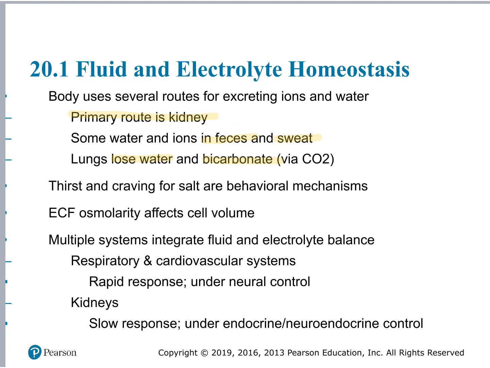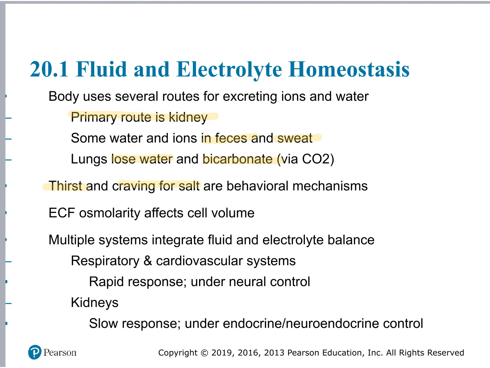So how do we add more if we're deficient? If our bodies are low in water, if we get dehydrated, then we have the thirst mechanism, which is housed in the hypothalamus. It makes you thirsty, so you will drink more water in order to become more hydrated. And if we have a low amount of electrolytes like sodium and chloride, then we have cravings for salt. That's why we crave potato chips and all that good stuff.